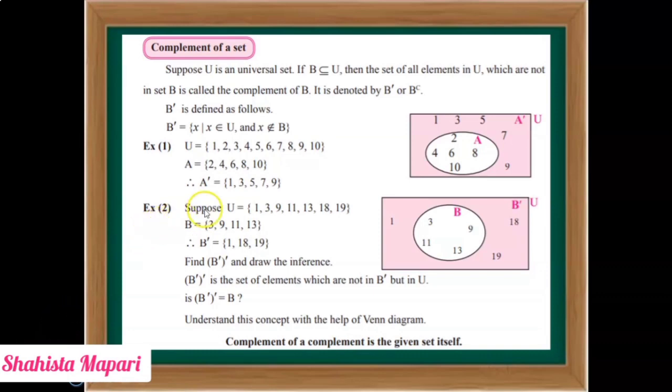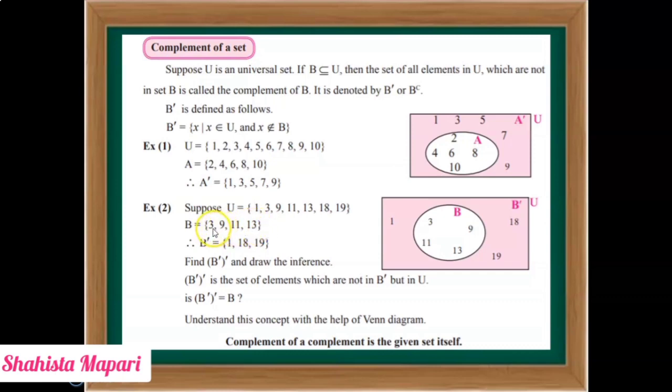Example number 2. Suppose U is equal to curly bracket 1, 3, 9, 11, 13, 18, 19 curly bracket close. Now here how many elements are there? 1, 2, 3, 4, 5, 6, 7. There are total 7 elements. Okay, and this is a universal set. U stands for universal set. And here B is equal to curly bracket 3, 9, 11, 13 curly bracket close.